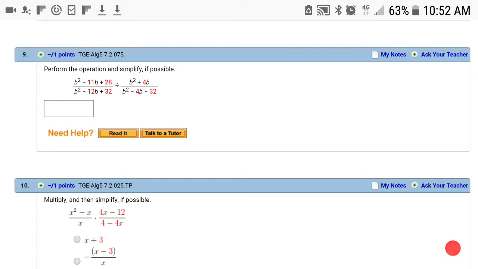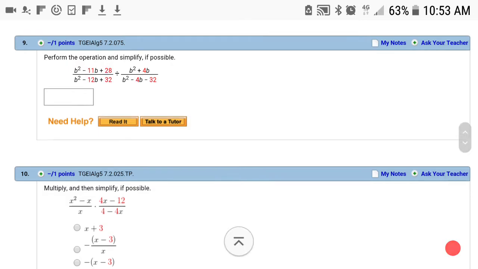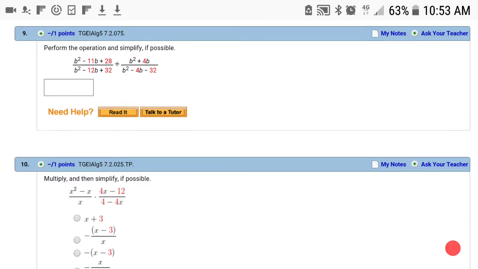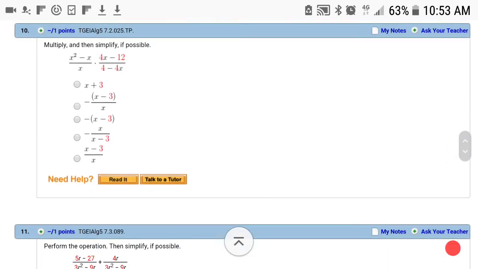So these ones that say divide or multiply, don't divide or multiply first. Factor. And then, if you're dividing, flip and multiply, and then cancel whatever you can. So don't start distributing and multiplying out. Instead, it's all factoring as much as you can and then canceling what you can.